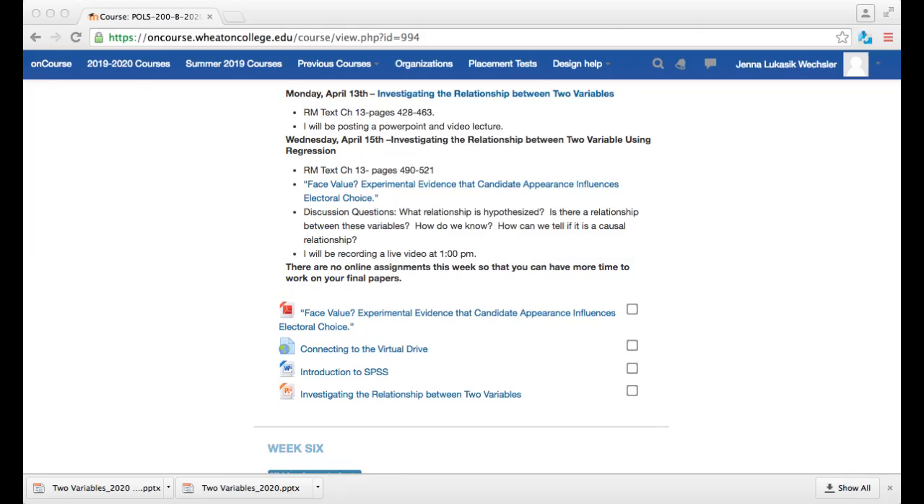So I know those terms don't really mean much to you right now, but I just want to point out again why it's so important to know our levels of measurement, because that's going to lead you to the appropriate measures of association for your final paper.